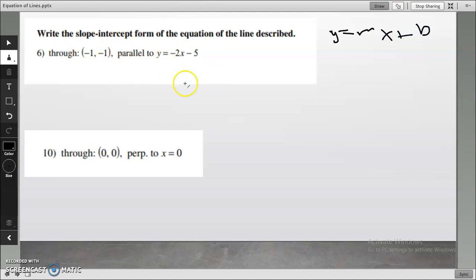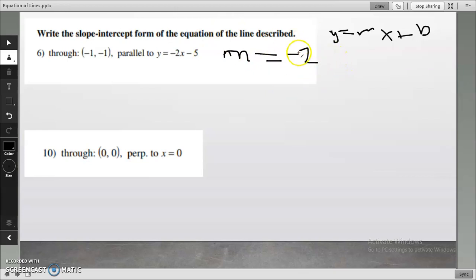And so the first one tells me that the line is parallel to y equals negative 2x plus b, which is also in slope-intercept form. The slope for this one is negative 2. We know that when lines are parallel, their slopes are equal to each other, so they are the exact same slope.